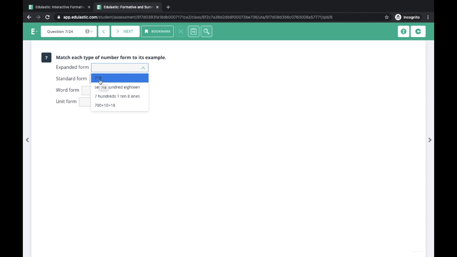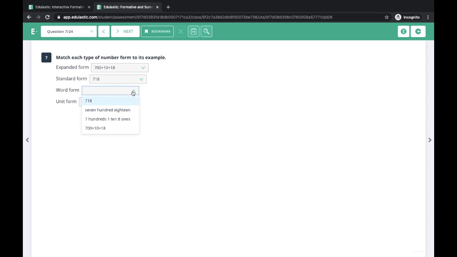So here we see 718. We see 718 written in 4 different ways. But here is our addition sentence. 700 plus 10 plus 8. Next, it says standard form. Just like we did on the first one, we're going to click the green arrow to bring our answer choices down. And standard form is the number written just like we would normally write it. And we see that is our first answer choice, 718.